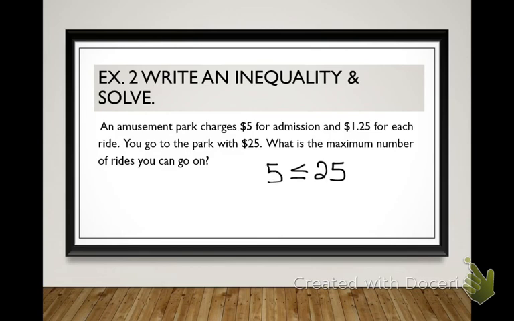Does everybody agree? All right, guys, we're almost done. Okay? 5 is my value that's not affected by my variable. I pay $5 whether I'm just going to hang out with my friends or I want to ride a bunch of rides. But I don't know how many rides I can ride. But I do know that it's $1.25 per ride. So I can multiply my cost per ride times R, but I don't know R yet. There's my variable. And now I add. Okay? So this takes practice. But hopefully you're getting better at setting up inequalities.